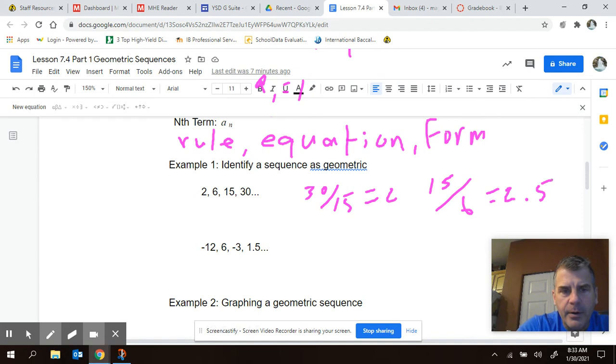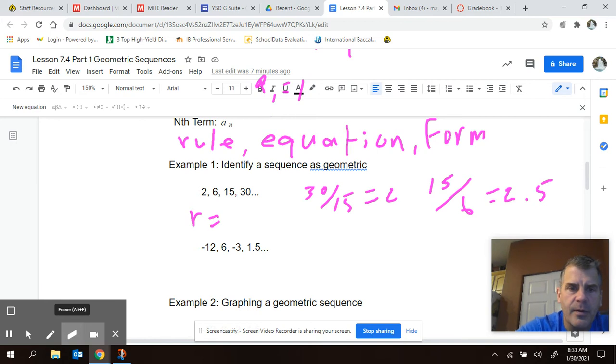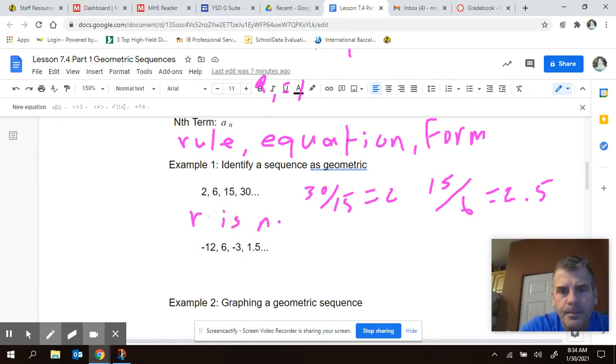Because R in each of these is not the same, it has to be common. R is not common. So therefore, it's not a geometric sequence. We're just going to, for time's sake here, say this is not.